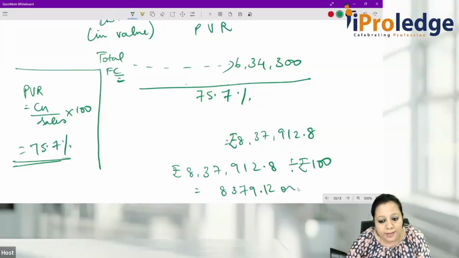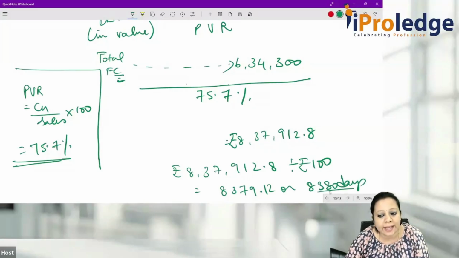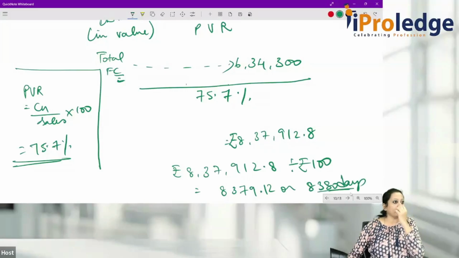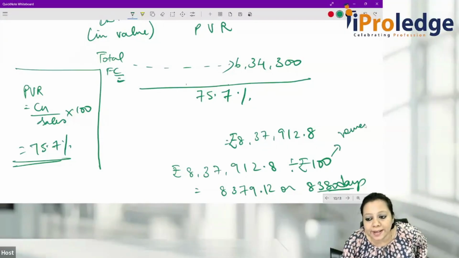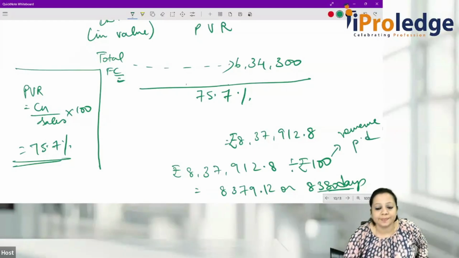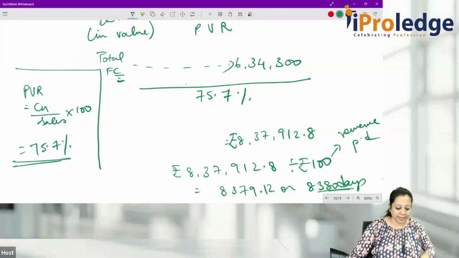79.12, no? Or you can say 8380 days. It will take 8380 days for you to reach the BEP. This 100 is the revenue per day given in the question. Revenue per day given in the question.